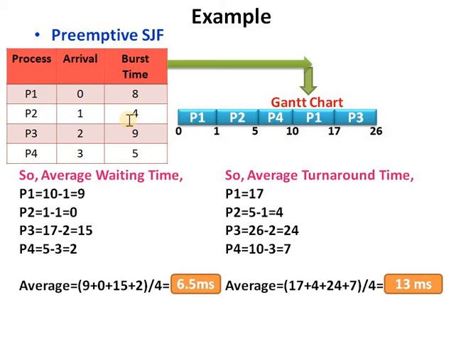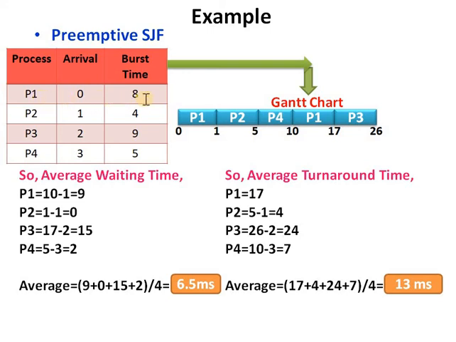So, after the completion of process P2, again the shortest process P4 comes into the CPU. So, the process P4 is executed. The process P4 is successfully executed, and after that 2 processes remain, that is process P1 and P3.